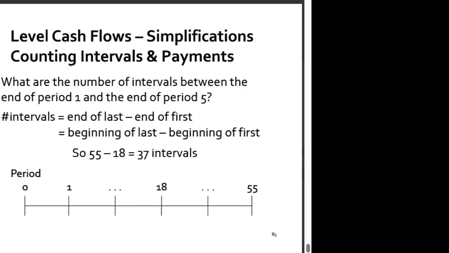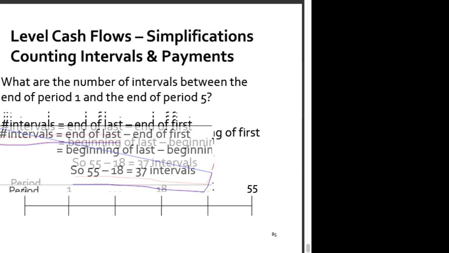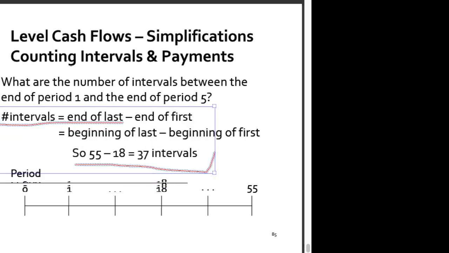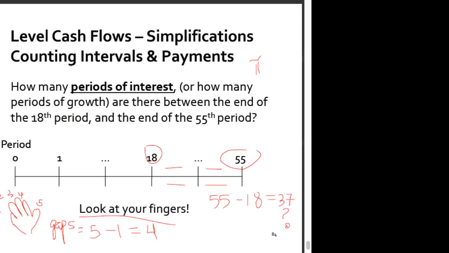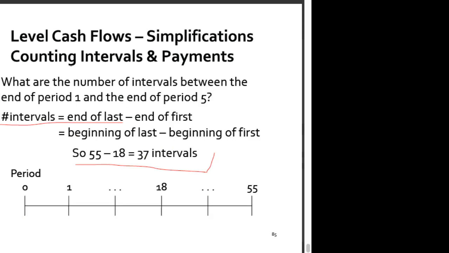That's different from counting. So this is here. I just put a formula here, so you can put this formula on your formula sheet. You can say number of intervals is equal to the end of the last period minus the end of the first period. So you're just minusing 55 by 18. Or you could do this for the beginning as well. As long as you go from beginning to beginning, you'll get the right answer.